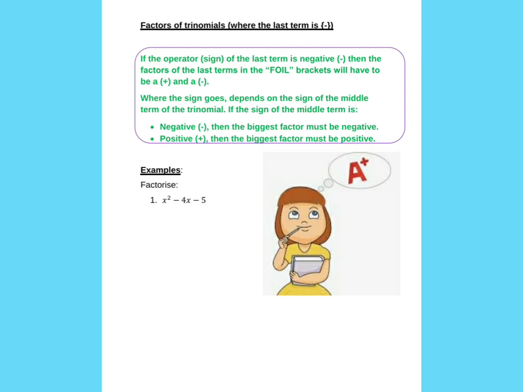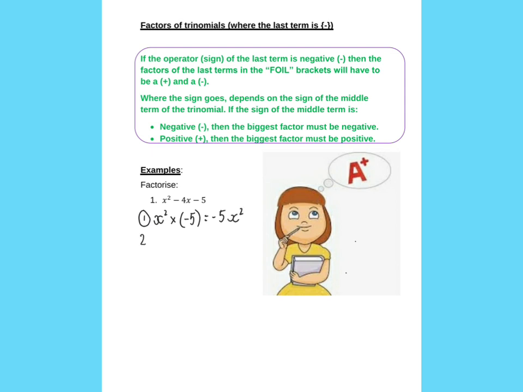But we have devised a plan, and that is that you look at the middle term sign once again. If the middle term is negative, your biggest factor must be negative, and if your middle term is positive, the biggest factor must be positive. So let's have a look here. We still follow the same steps. We're just working with a negative last term. Step number 1 was you multiply the first term with the last term. X squared times negative 5 leaves you with negative 5x squared.